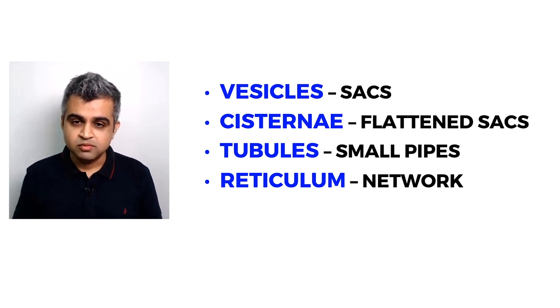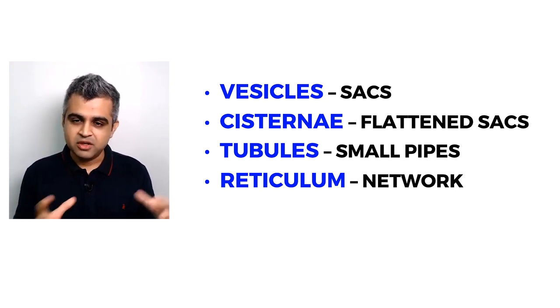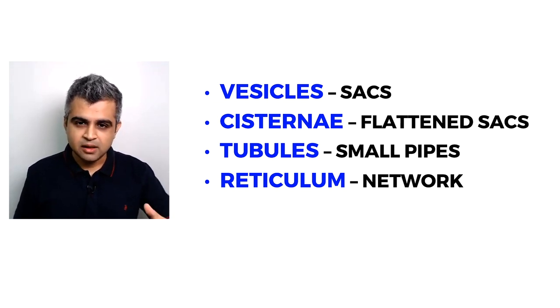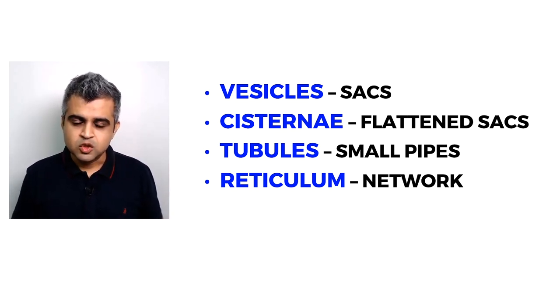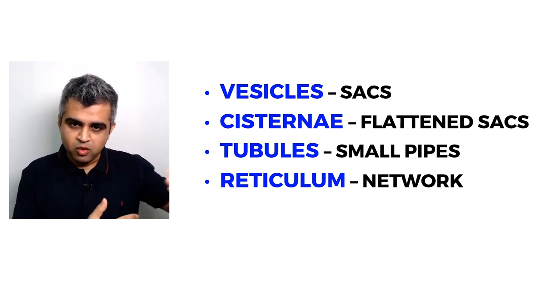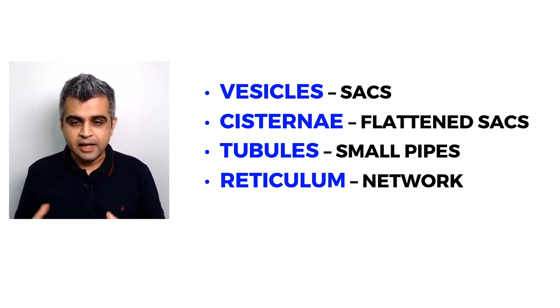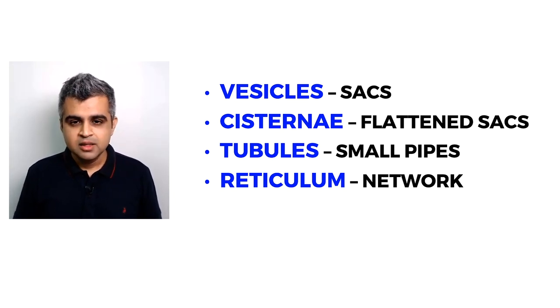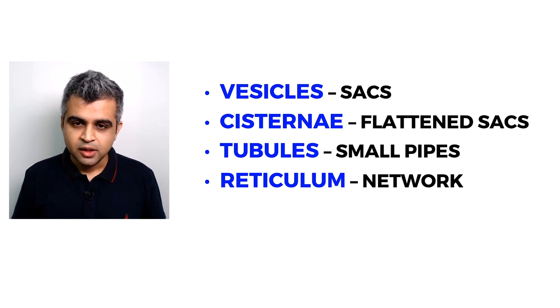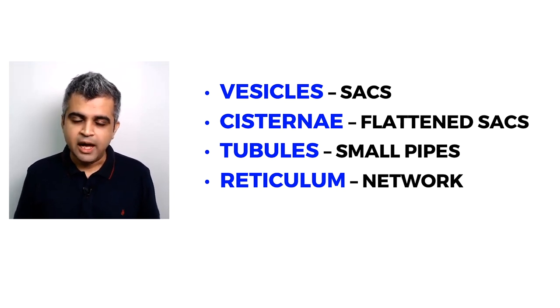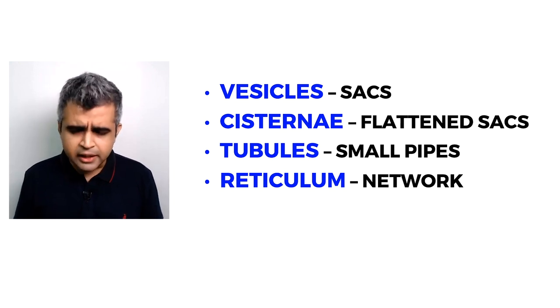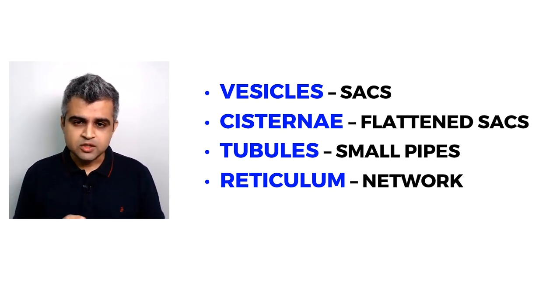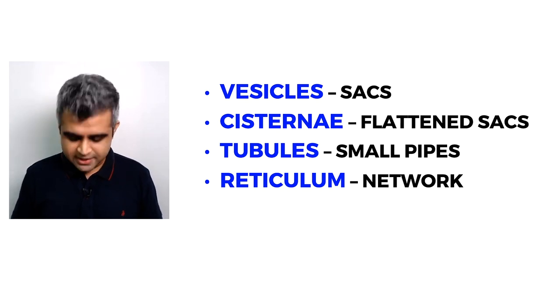If you go to a classroom, which you cannot go to right now, but whichever classroom you must have gone in the past, you would have noticed that there are benches laid one after the other. So you can say that there is a network of benches inside your class. So anything that gets repeated in the form of a repeated pattern can be called a network, and network can also be called reticulum. So the four Latin words that we have to know for today are: you have vesicle, which means sac; cisternae, which means flattened sacs; you have tubules, which are small pipes or small tubes; and finally you are going to have the reticulum, which means network. So are these four words clear to everybody now? Fantastic.